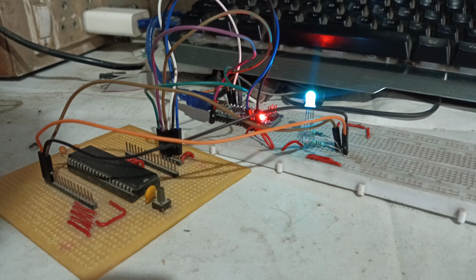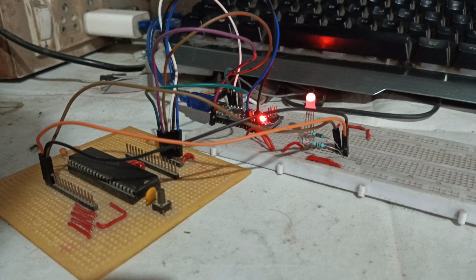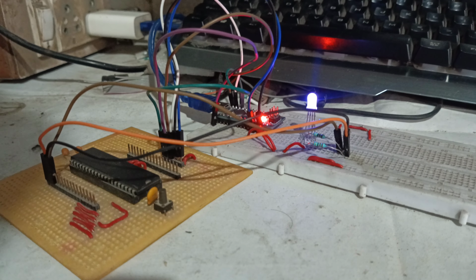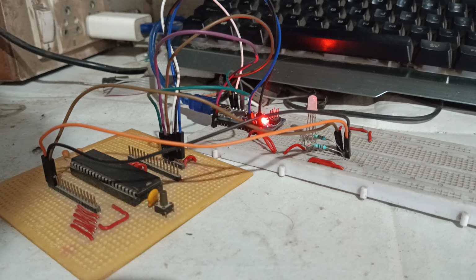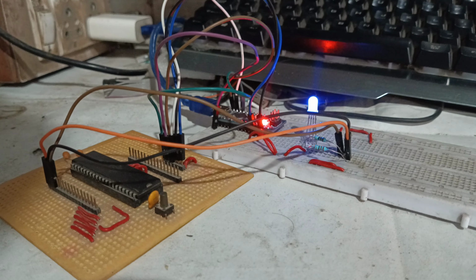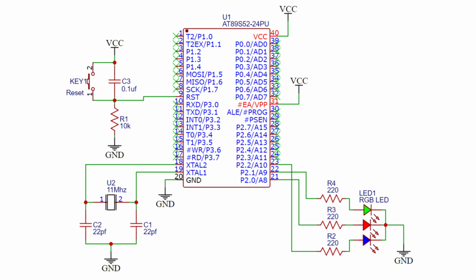In this video we will learn how to interface a common cathode RGB LED with the 8089S52 microcontroller using embedded C programming. The circuit diagram shows a 8089S52 microcontroller based RGB LED controller circuit.